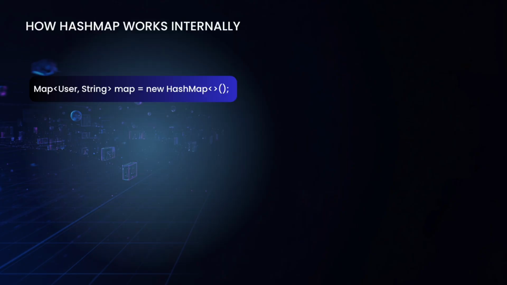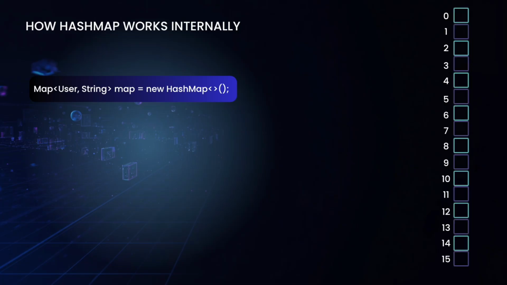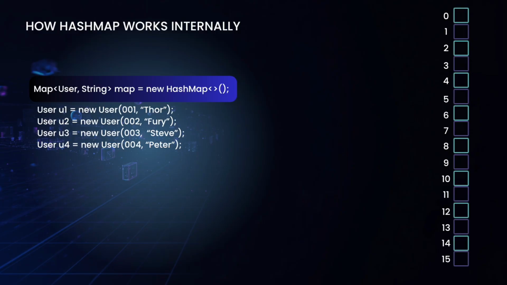So here I have created a map object. Whenever a map object gets created, internally 16 buckets get created, from 0 to 15. Now here I have created an object of type User, which has values like ID and the name of a user. I have created four different objects of User: u1, u2, u3 and u4.